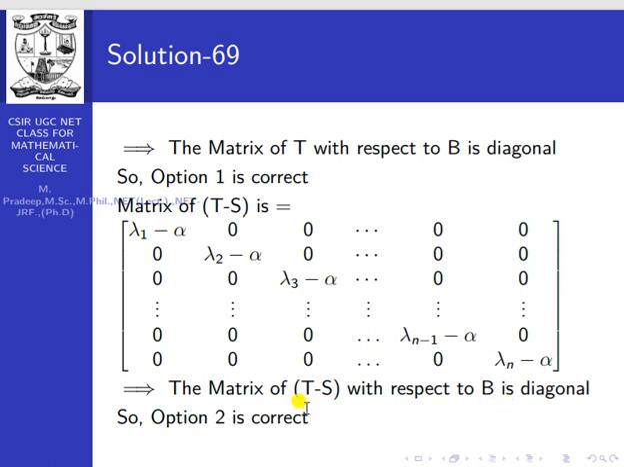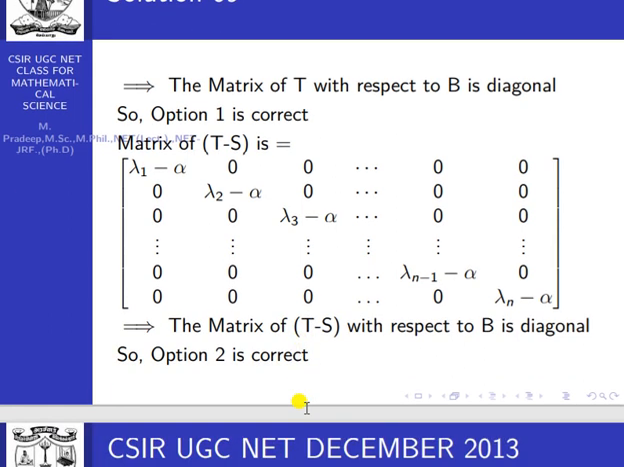What about the other options? Other options are not true. Because these two options are true, other options are obviously not true. Okay.